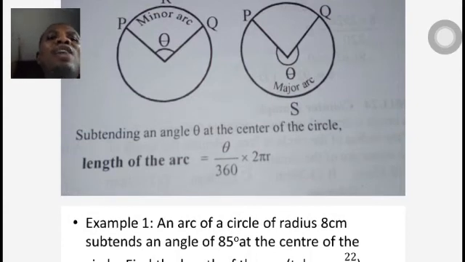Now, with the angle theta sustained at the center of the circle, the length of an arc of a circle is equal to theta over 360, the angle sustained at the center over the total angle in a circle, times the circumference of the circle, which is 2 pi r. That is the formula to find the length of an arc of a circle.